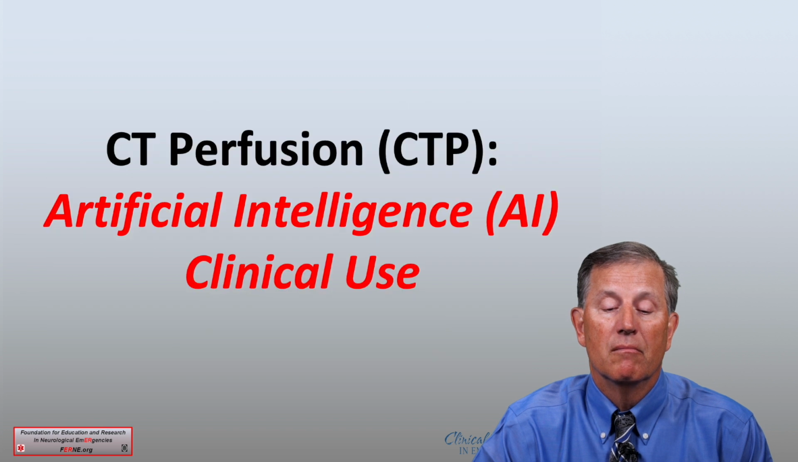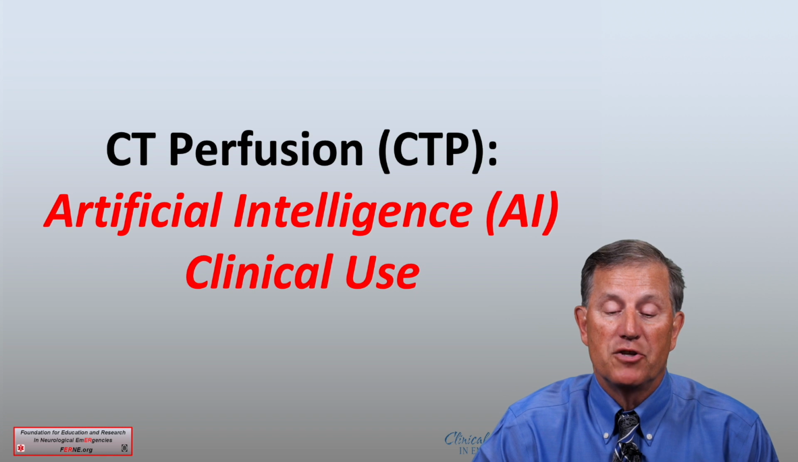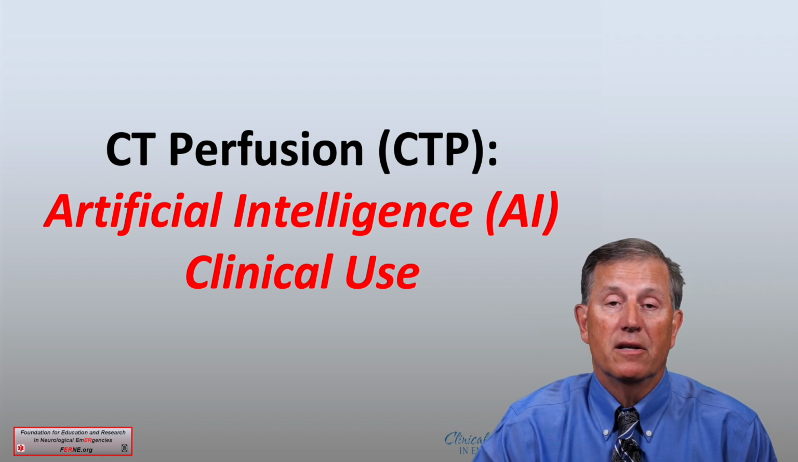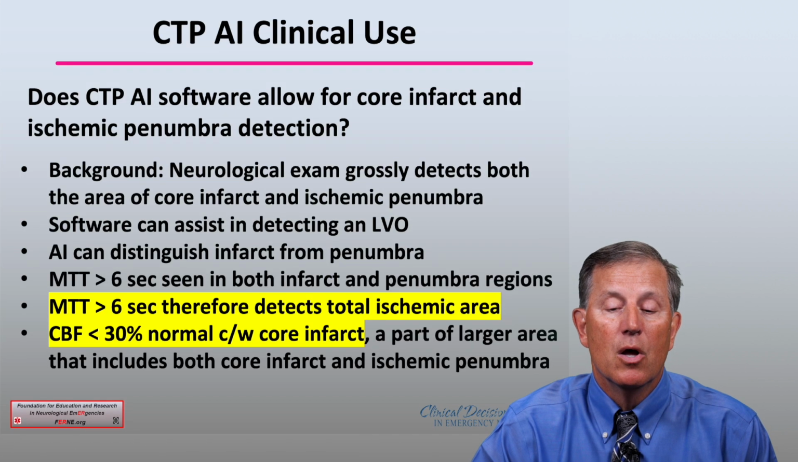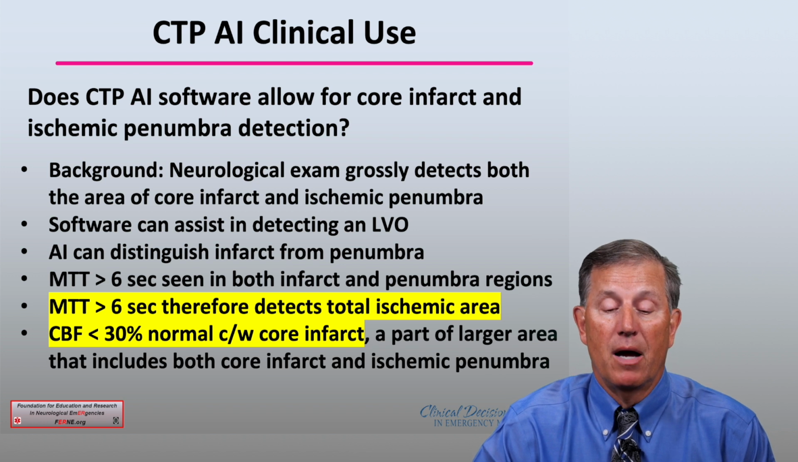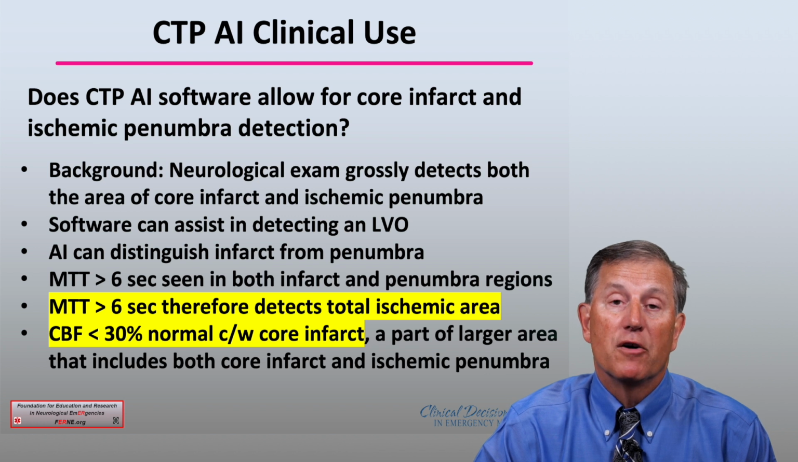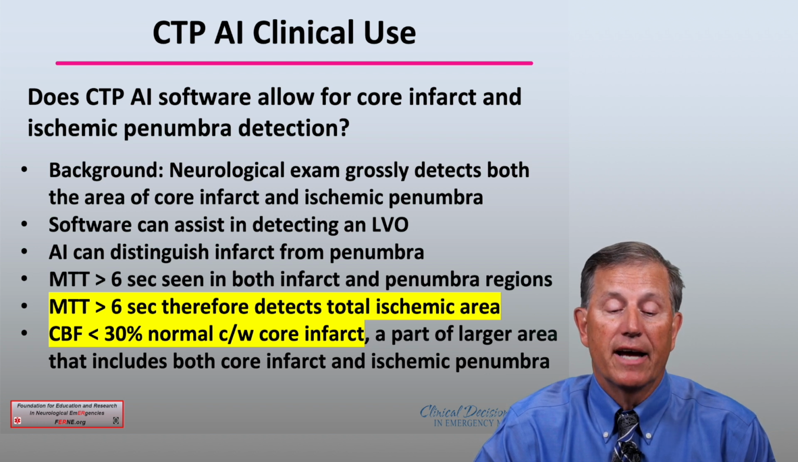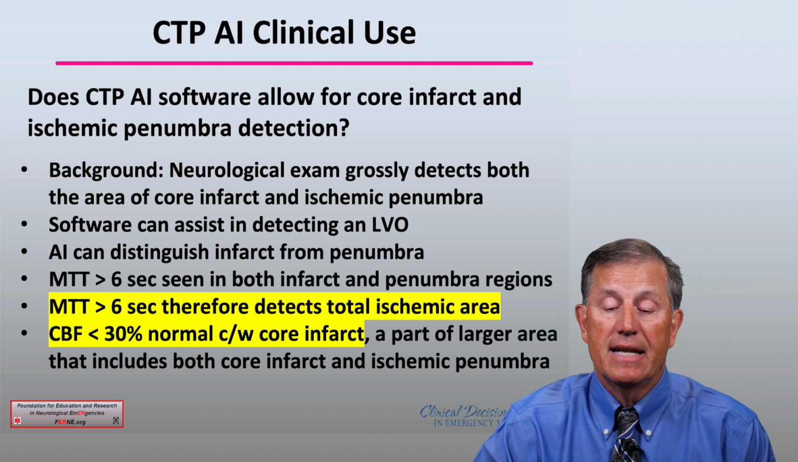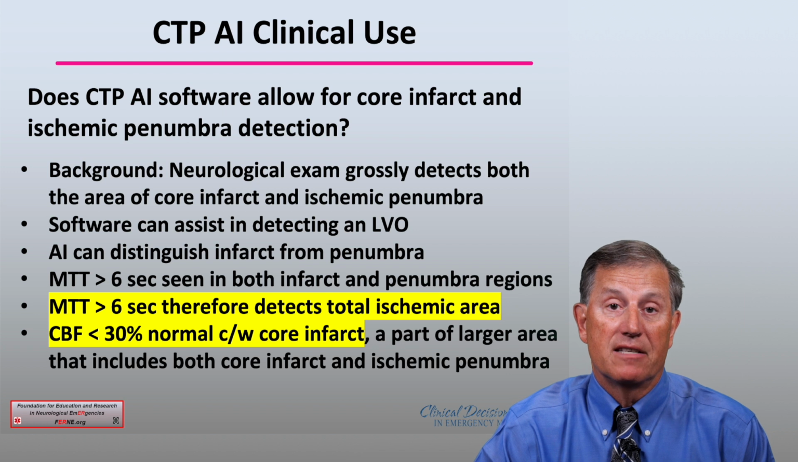Now, what about this artificial intelligence and its clinical use in patients with a suspected acute ischemic stroke who require a CTP? So, does this software allow for core infarct and ischemic penumbra detection? Surely. Remember, though, that the neurological exam and a functional neurological exam grossly detect both the area of the core infarct and ischemic penumbra, remembering that if there is weakness and a positive VAN assessment, vision, aphasia, or neglect, it's likely an LVO.